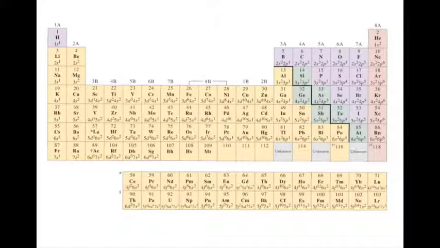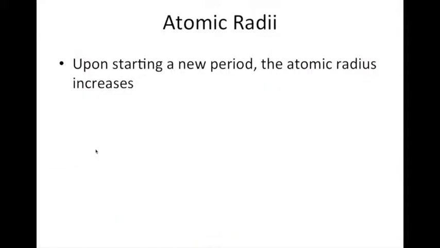So here you can see a periodic table which has the valence electron configurations, and you can see as we go down a group, we increase the number of the valence shell. So we go from sodium, which has a 3s1 valence configuration, to potassium with a 4s1, etc. So as you go down any group, the valence shell gets larger and further from the nucleus, causing the atomic radius to get larger. What about when we start a new period?